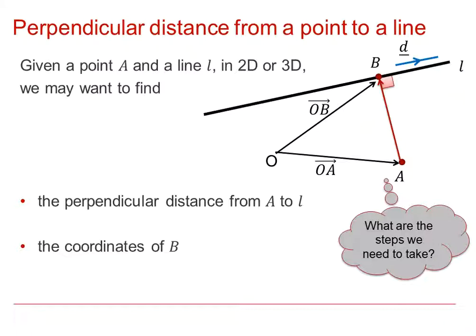If we are given a point A and the equation of a line L in 2 dimensions or 3 dimensions, we may want to find the perpendicular distance from the given point A to the line and the coordinates of that point B on the line. If we're looking for the perpendicular distance from A to the line, that will also be the shortest distance from A to the line. So let's consider the steps that are needed.